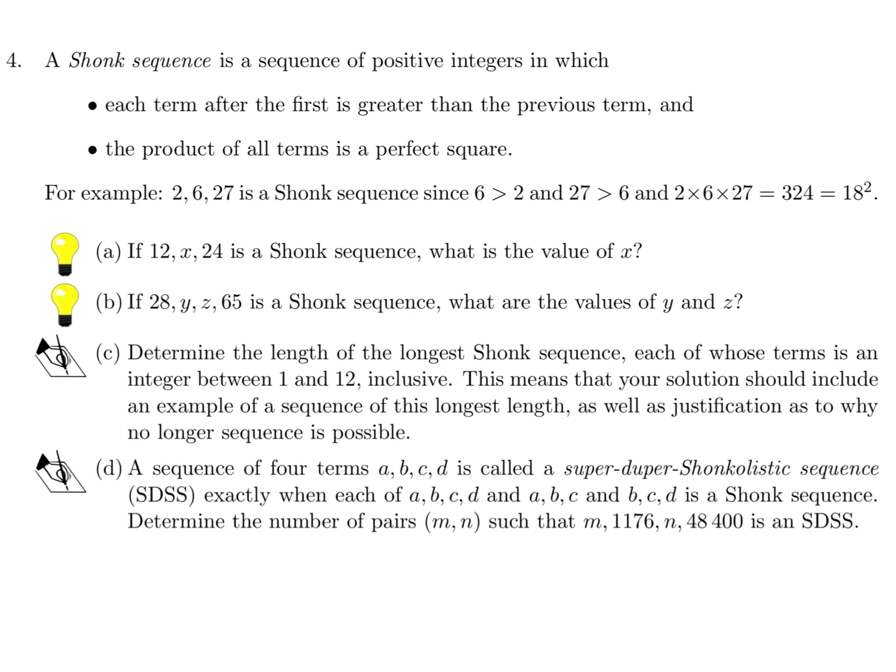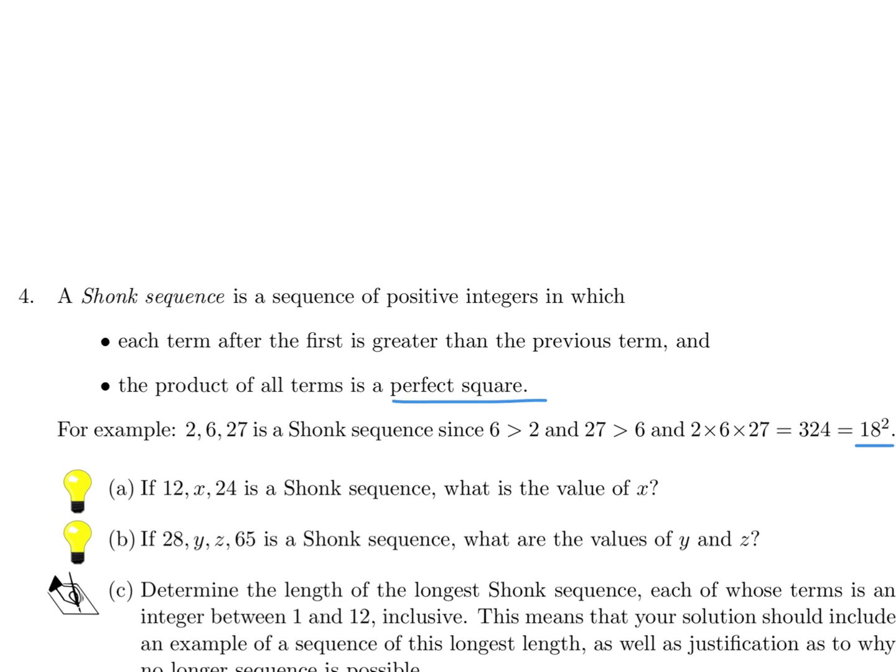A Schonk sequence is a sequence of positive integers in which each term after the first is greater than the previous term, and the product of all terms is a perfect square. For example, 2, 6, 27 is a Schonk sequence. Since 6 is greater than 2, 27 is greater than 6, and 2 times 6 times 27 is 324, which is 18 squared. Therefore, a perfect square. If 12, x, and 24 is a Schonk sequence, what is the value of x?